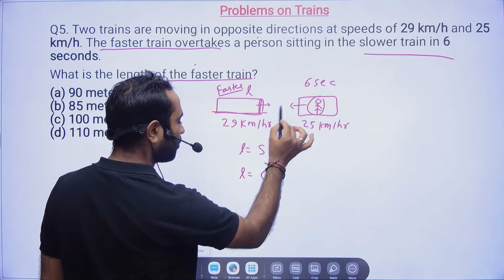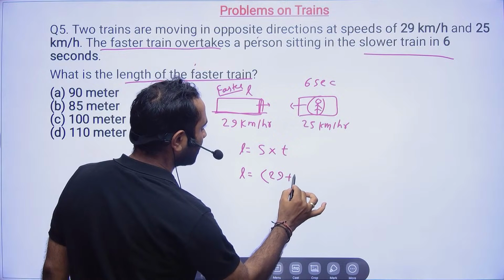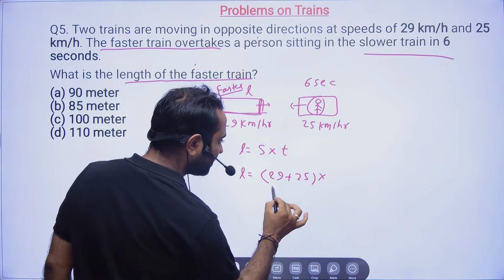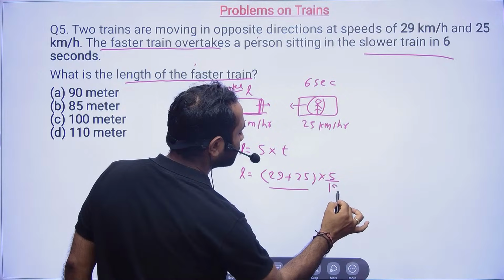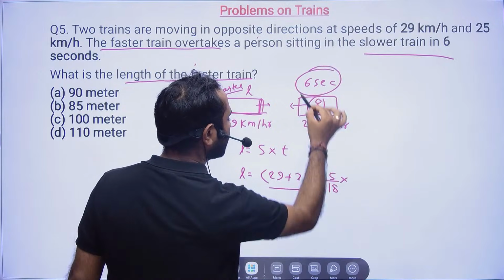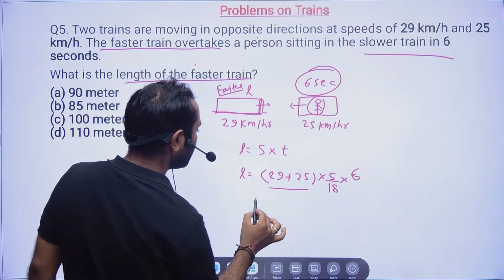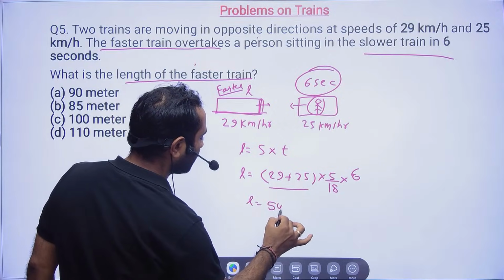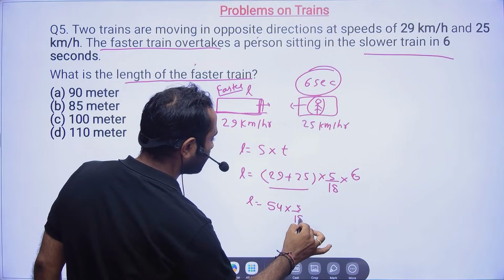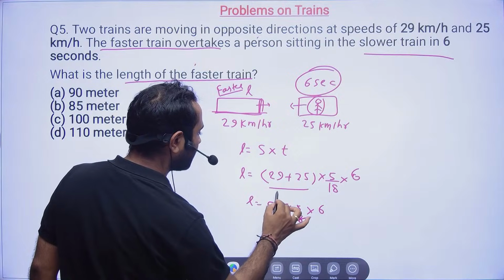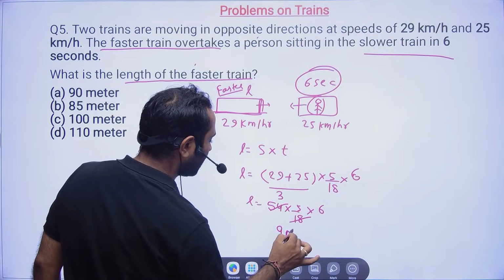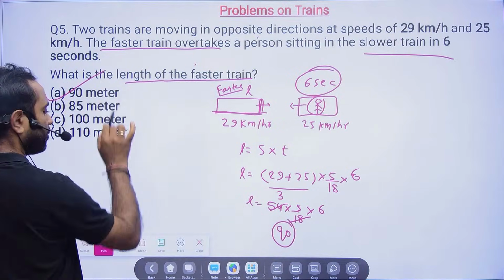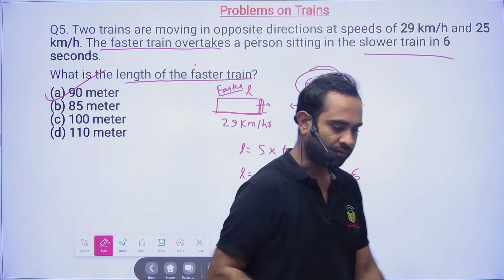Speed: they are moving in opposite directions, so add 29 plus 25. But this is in kilometers per hour, so I need to convert it into meters per second, and time is 6. Now L will be 54 into 5 by 18 into 6. L will be 90. So the length of the train will be 90, and option A will become the correct answer for this particular problem.